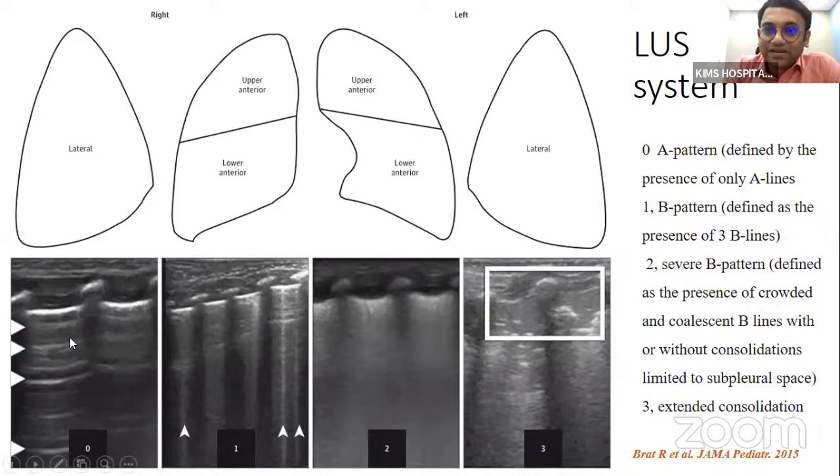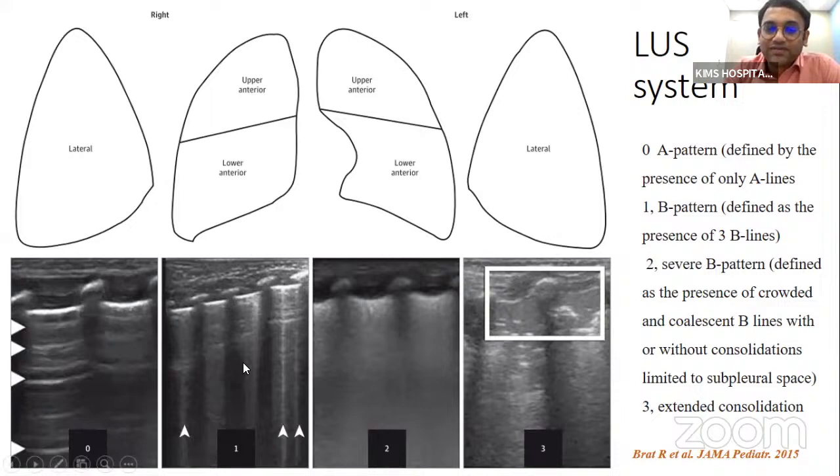Score 0 is the A pattern. Usually there is only the presence of normal A lines with a normal pleura, and score 1 is given for the presence of B lines. When you see 3 or more B lines, then you can label it as score 1. Score 2 is for heavier B lines, where coalescent B lines are present, and there may or may not be subpleural consolidation, but these consolidations are limited to the subpleural area. And score 3 is given when there are extensive consolidations extending not only into the subpleural space but also into the lung parenchyma. So in this way, they have given the scores of 0, 1, 2, 3.